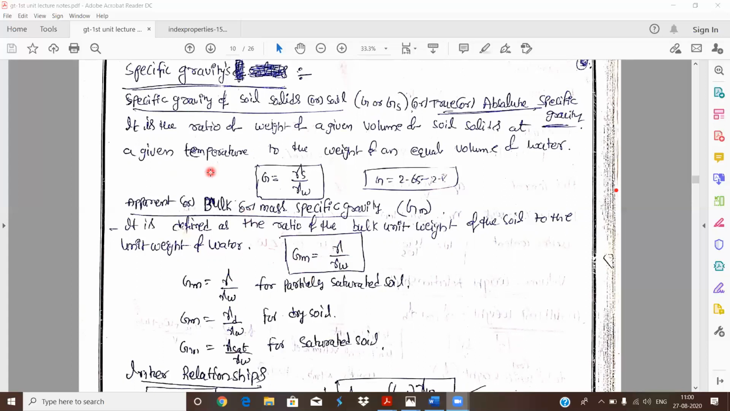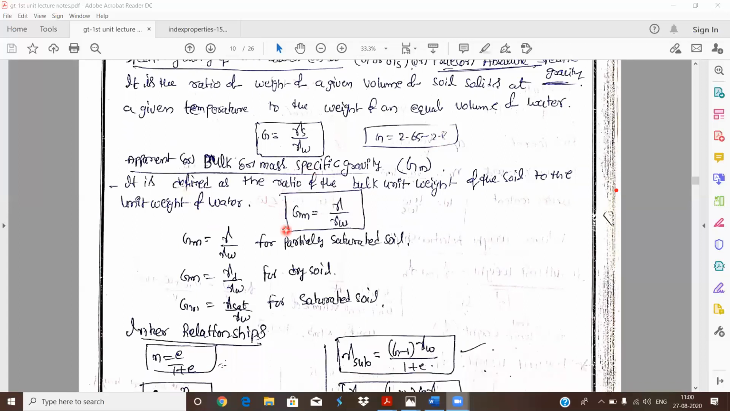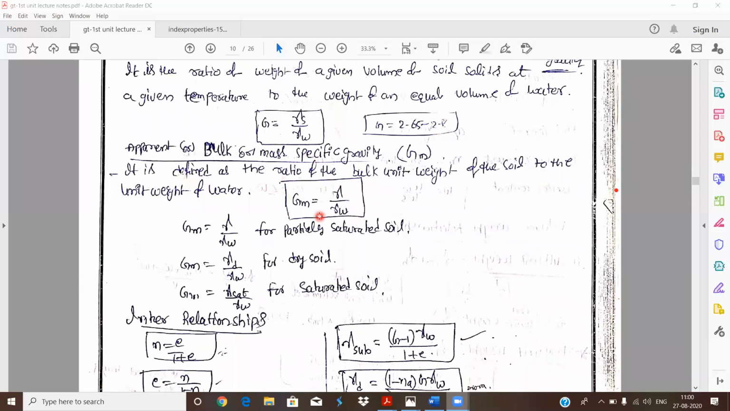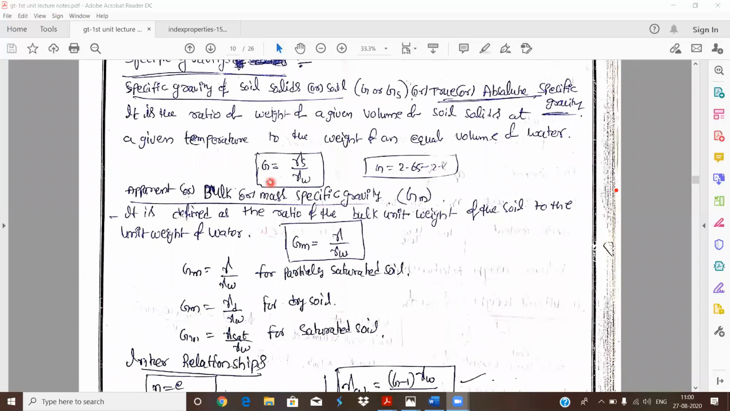So mainly these two types of specific gravities are available in soil. There are different names for this type of specific gravity, and different agencies and textbook authors use different names, so you must remember all of them. Specific gravity has no units, because it is the ratio of unit weight to unit weight, gamma by gamma.